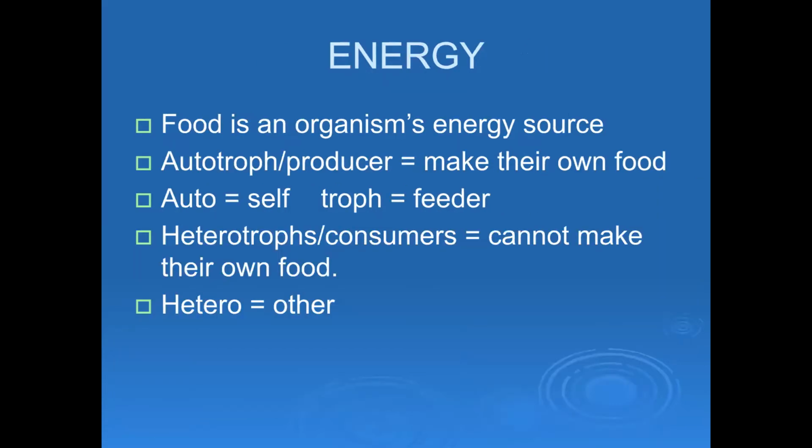Food is an organism's energy source. Now, Ms. Nash went over plants. Plants are considered to be producers, or another word we use to describe plants is that they're autotrophs. They make their own food, okay? Heterotrophs are consumers, the animals themselves. And you know what? They cannot make their own food. They have to eat something else, all right?